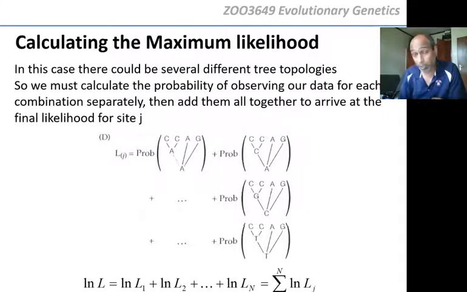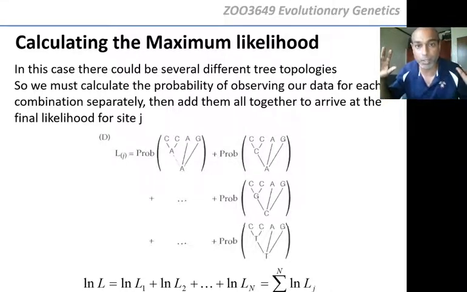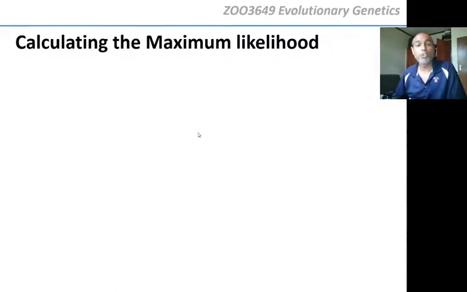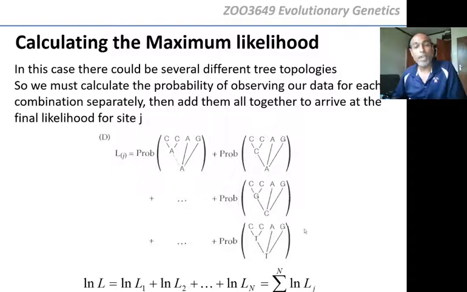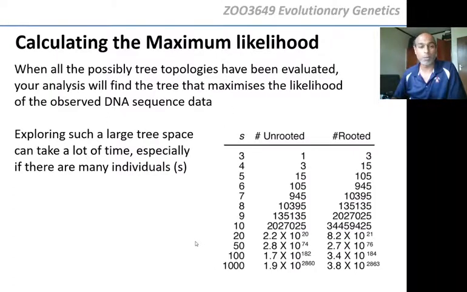So you can see very quickly how maximum likelihood winds up becoming millions, if not billions, of different calculations, the more individual sequences you have. As soon as all the possible trees have been evaluated, your analysis will find the tree that maximizes the likelihood. So you've calculated this for every single tree topology combination, for every single ancestral combination, and for every single site on your DNA alignment. Eventually, you will end up with the maximum likelihood.